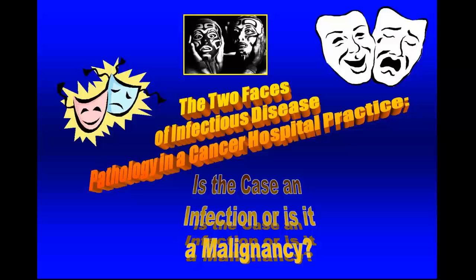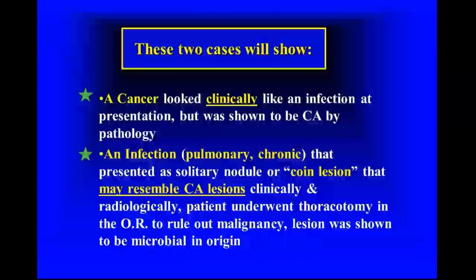As I mentioned originally, the two phases of infectious disease pathology practice in a cancer hospital are, is that a case of an infection or is it a malignancy? It's not easy to tell all the time. We're going to cover this briefly with two cases. The first one, a cancer that looked clinically like an infection. Both had an infectious presentation, but it was shown to be cancer by pathology.